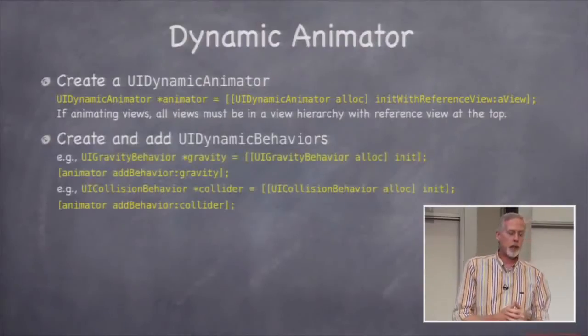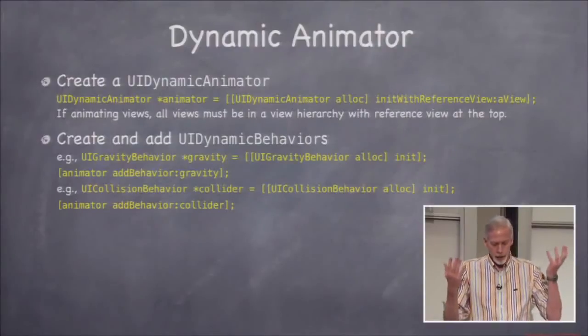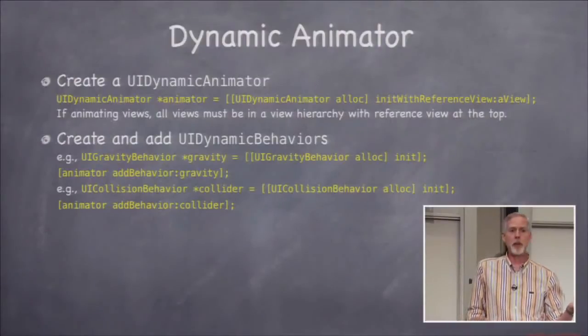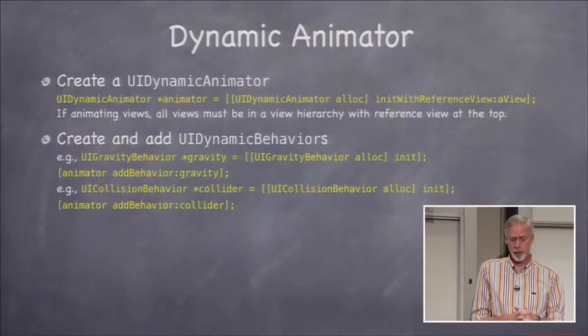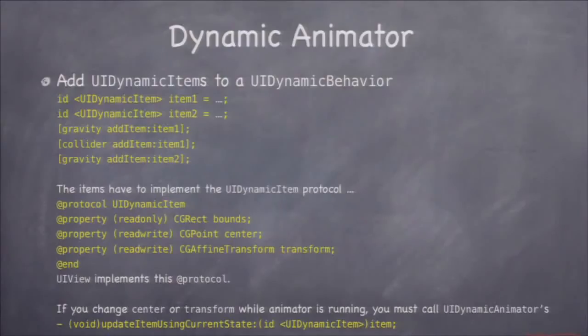Then you create these behaviors. The behaviors are just alloc init, like UIGravityBehavior alloc init, UICollisionBehavior alloc init, and then you add these behaviors to the animator using addBehavior, which is a dynamic animator method. Okay? Couldn't be simpler. And then you add the items to the behaviors, and you do that with addItem in the dynamic behavior. So an item is just an id that implements the protocol UIDynamicItem, which you can see there below. And again, UIView implements that protocol.